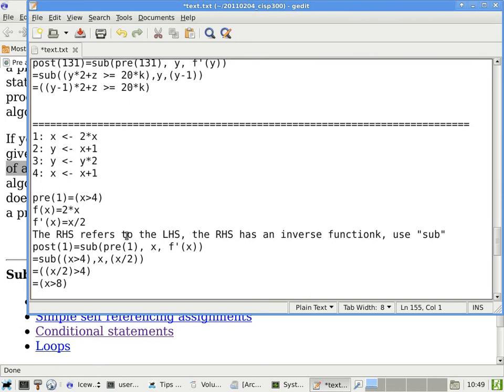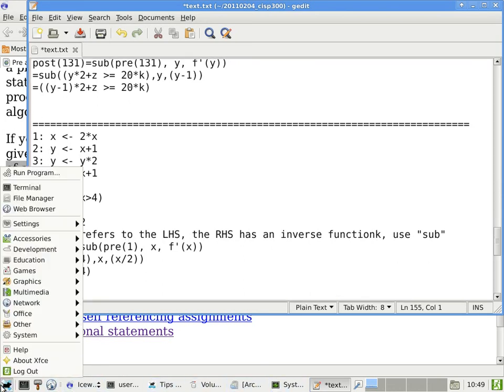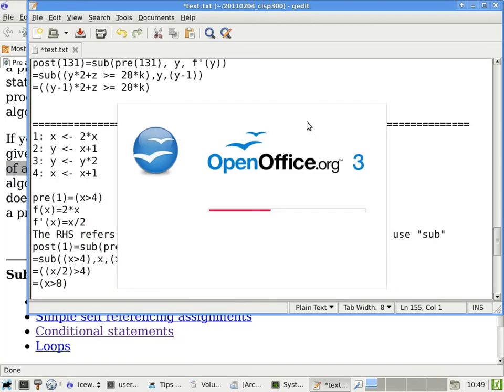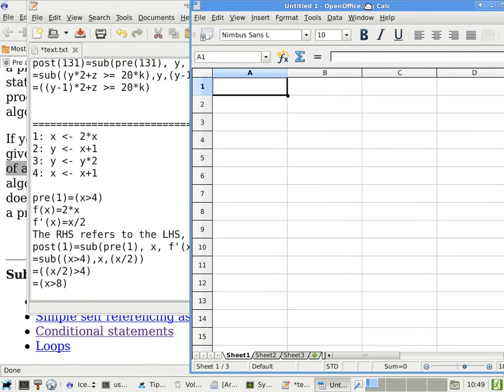So we'll go ahead and trace this program. And let's see, I can use the old technique using a spreadsheet to do it. And we'll just type in the whole program. X gets 2 times x. Y gets x plus 1. Y gets y times 2. X gets x plus 1. And line numbers.